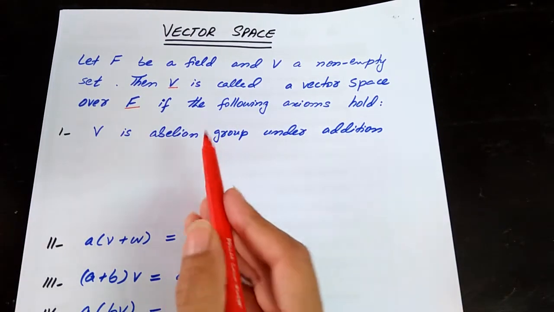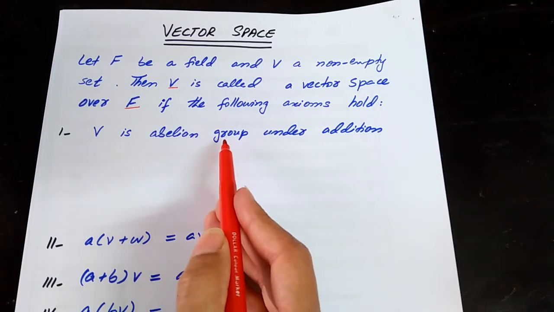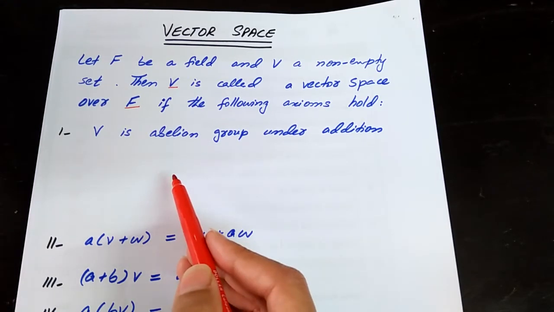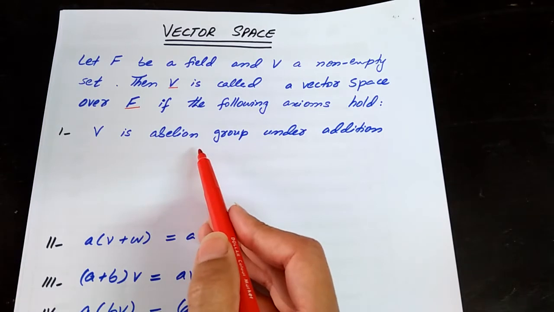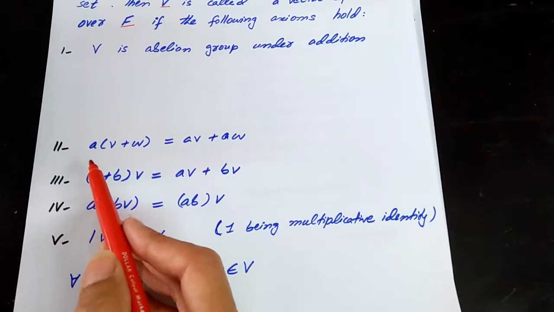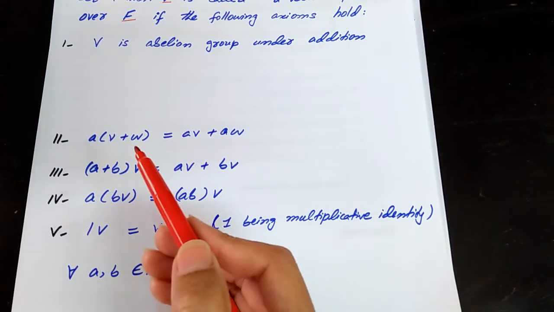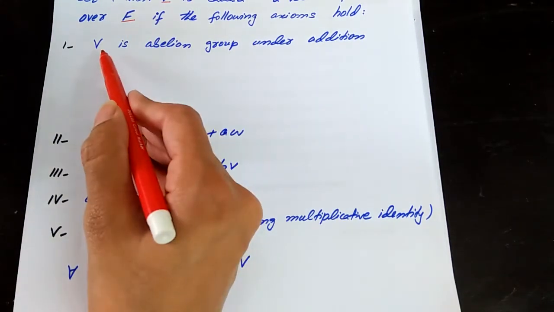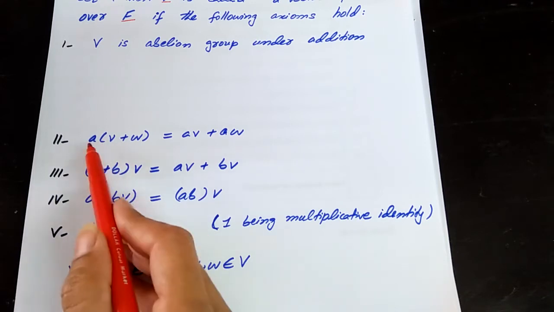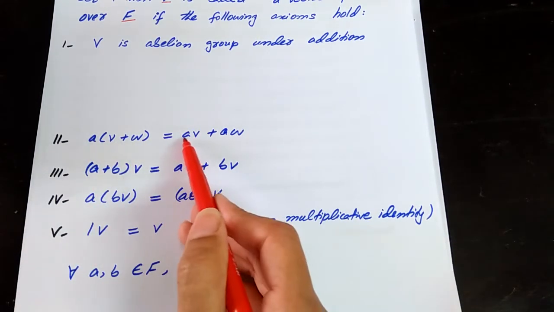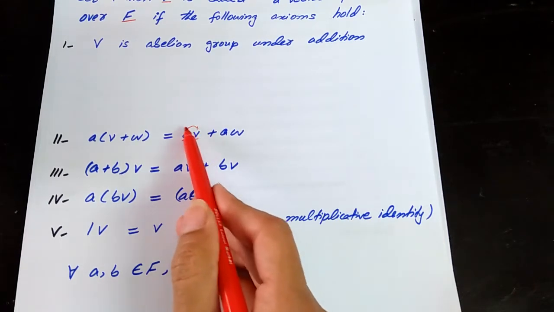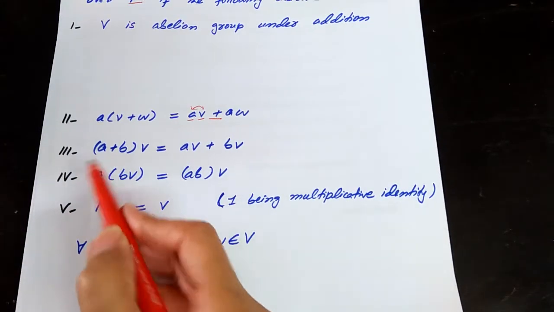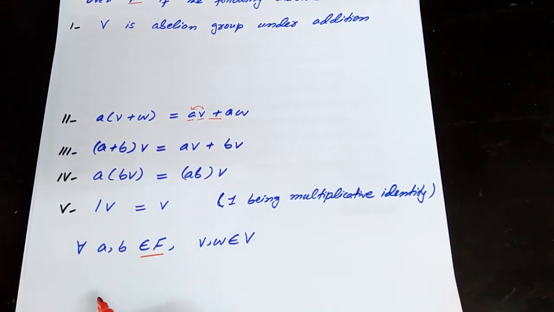If any of the axioms for proving it as an abelian group fails, then you will not proceed further. You will stop there and say the given set is not a vector space. If all the axioms of the abelian group are satisfied, then you will move on to the second axiom. You take two vectors from your given set V, add those vectors and multiply the sum with a scalar. That will equal the individual multiplication of the scalar with each vector, and after multiplication you add them.